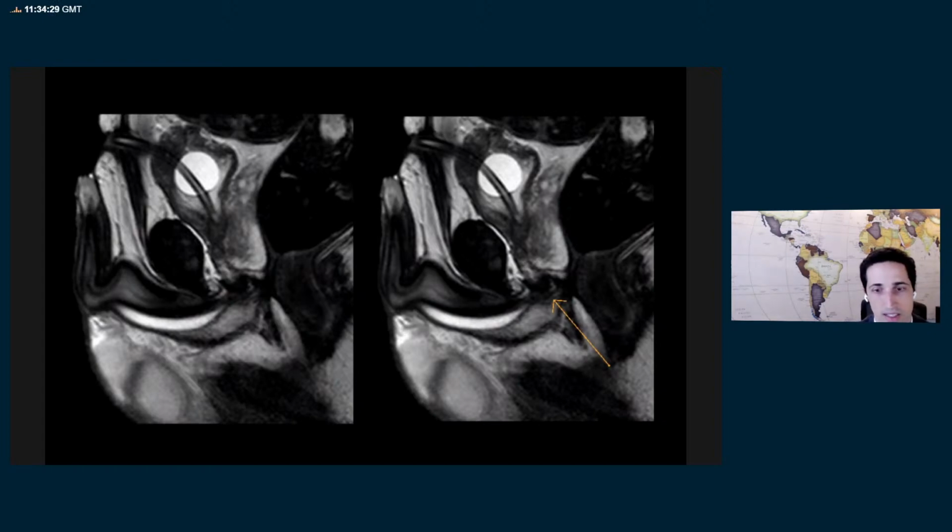And in the arrow pointed, we have the fibrotic tissue, the scar tissue, exactly in the same point we saw in retrograde urethrography previously. So this scar tissue, this fibrotic tissue, is quite, with a moderate volume. Do you have more images, Marina?